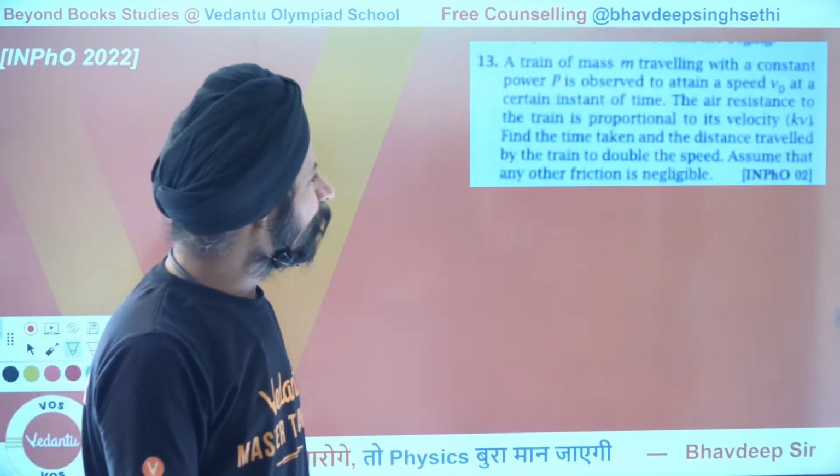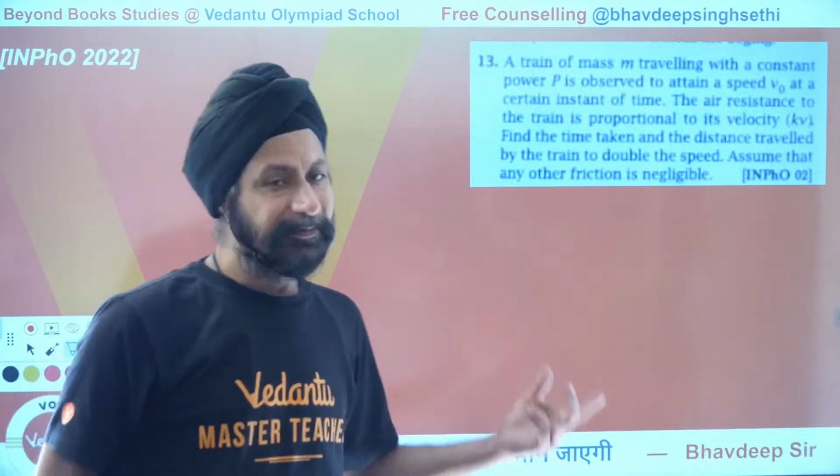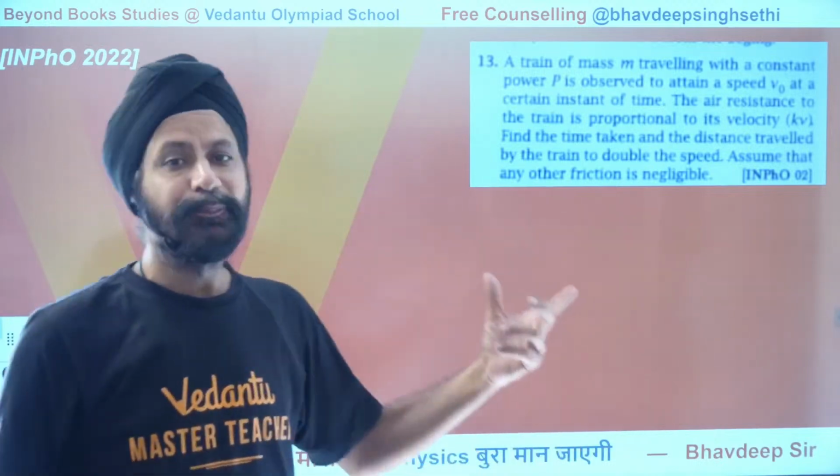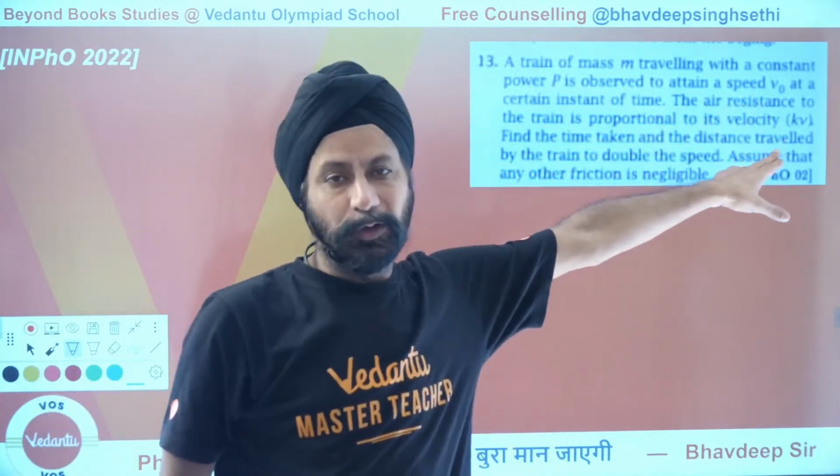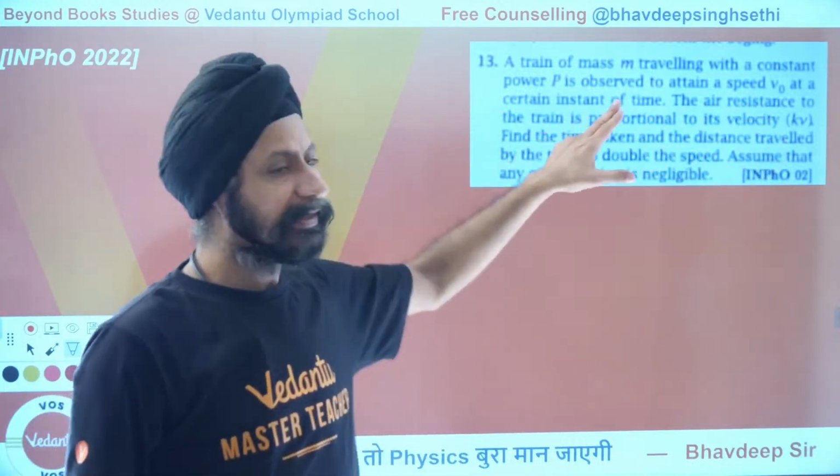A train of mass m traveling with a constant power p is observed to attain a speed v naught at a certain instant of time.